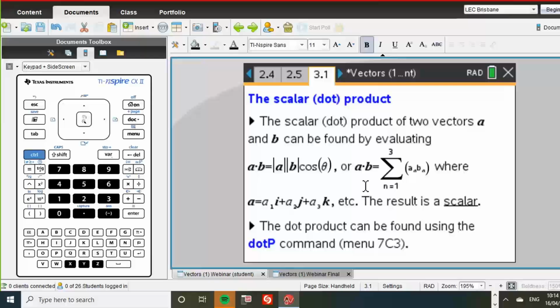Similarly, you can work out A dot B in what's called component form, where vector A is A1i plus A2j plus A3k, and vector B is B1i plus B2j plus B3k. This is basically saying that A dot B is the sum of A1B1 plus A2B2 plus A3B3. The result is a scalar. From the matrix and vector menu, you would go menu, matrix and vector, advanced vector operations, and then number 3 is dot product. And if you wanted to just type it in, it's dotP.